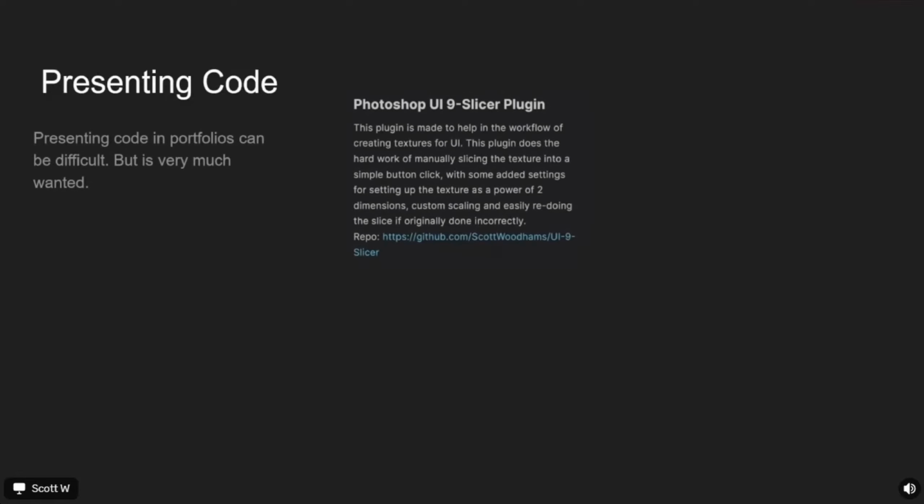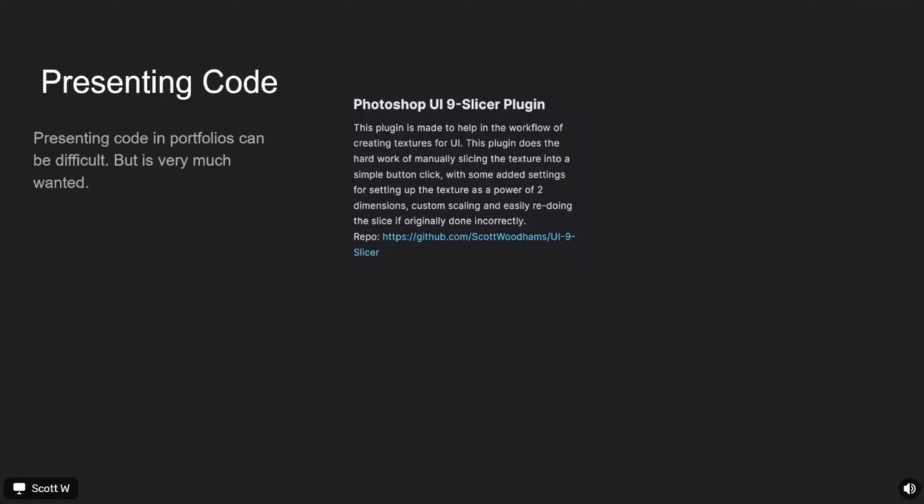Presenting your code can be difficult for anyone. My often advice is to document the flow of your code with a diagram. It could be a flow chart. It elevates your portfolio to show off your code. In my example here of my UI9 Slicer plugin, I have a repo link in the description of my piece. That's fine, that's good. You don't need anything more than that.